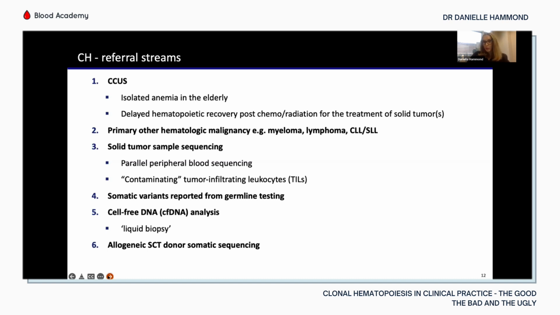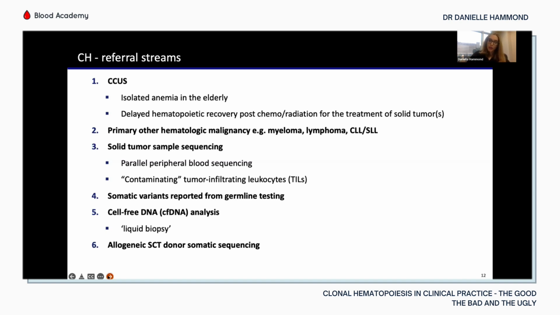Another that we see quite commonly here, because I operate within a cancer center, is that you have patients that are undergoing chemotherapy or radiation for a solid tumor, and then demonstrate a delayed hematopoietic recovery. And they never quite recover their counts to the pre-treatment levels, and then you pick up on an associated clonal mutation. Other referral streams are if you're performing sequencing in the face of another hematologic malignancy, so in the lymphoid world. It's not uncommon at all to have a patient with myeloma that undergoes sequencing, and then a TET2 mutation with a VAF at 10% is picked up. And what do you do with that?